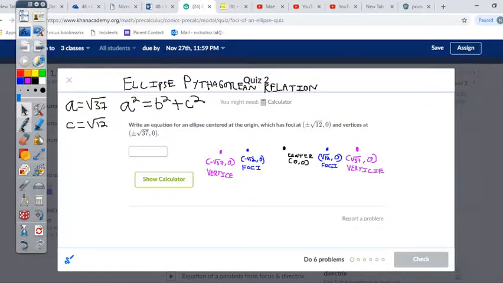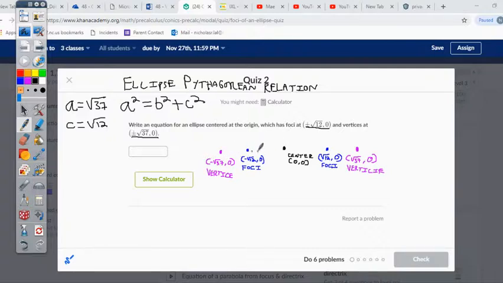Walkthrough of quiz 2 on conic sections. This one is pretty much on ellipses. It says write the equation of the ellipse centered at the origin, with foci at positive and negative root 12, 0, and vertices at positive and negative square root of 37, 0.